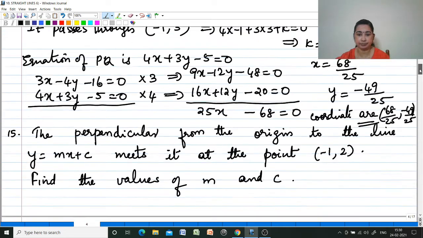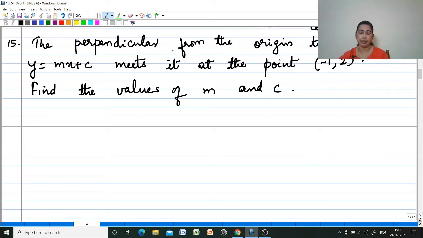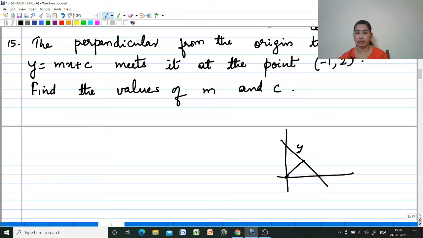Now next one, the perpendicular from the origin to the line y is equal to mx plus c meets it at the point (-1, 2). Find the values of m and c. That is, the perpendicular from the origin to the line y is equal to mx plus c meets it at the point (-1, 2). Find the values of m and c.